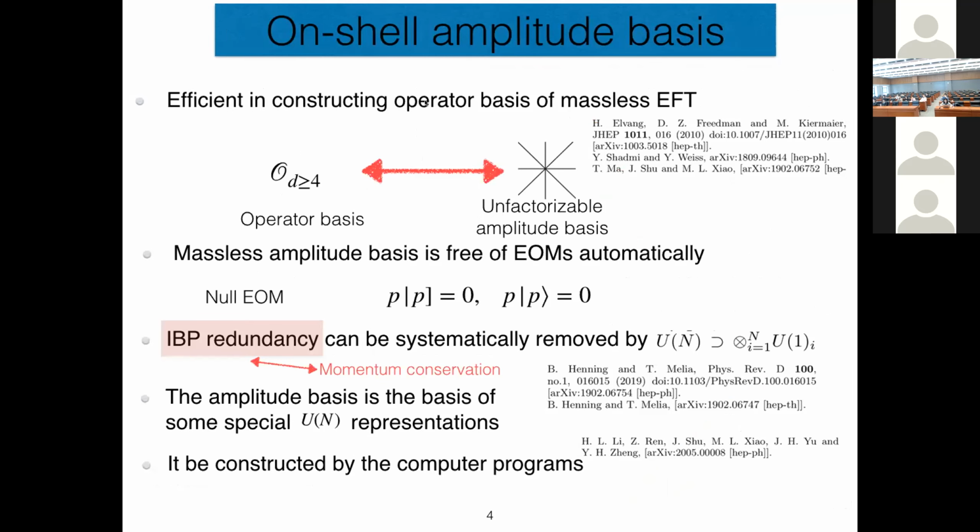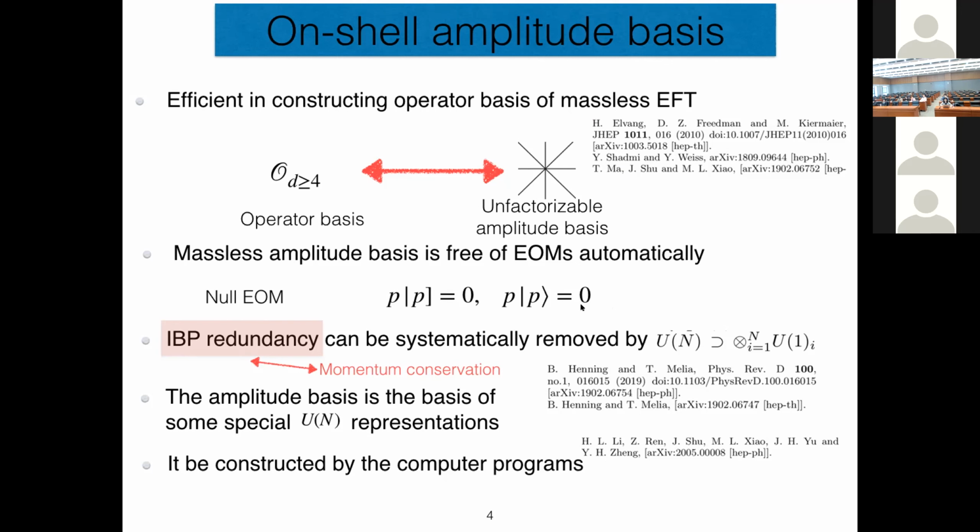Today I will talk about one special topic, one of the things that I've been working on, not all of them, which is efficiently constructing the operator basis. In our old paper, together with other people, we pointed out that all of those independent operator bases can be put in one-to-one correspondence with the unfactorizable amplitude basis. Those amplitudes, if they are on shell, can usually easily get rid of the equations of motion. Especially for the massless amplitude, this becomes trivial, since all the momenta acting on external fields become zero.